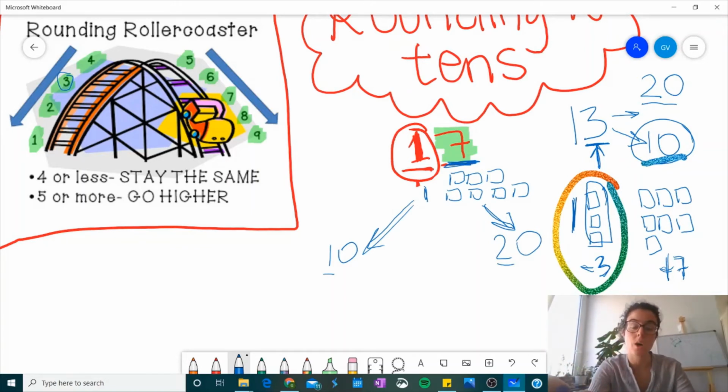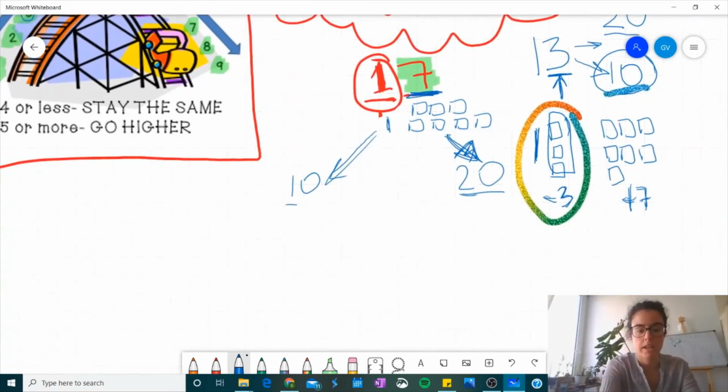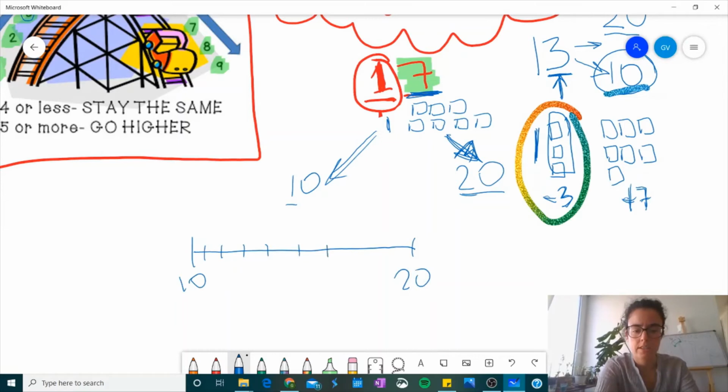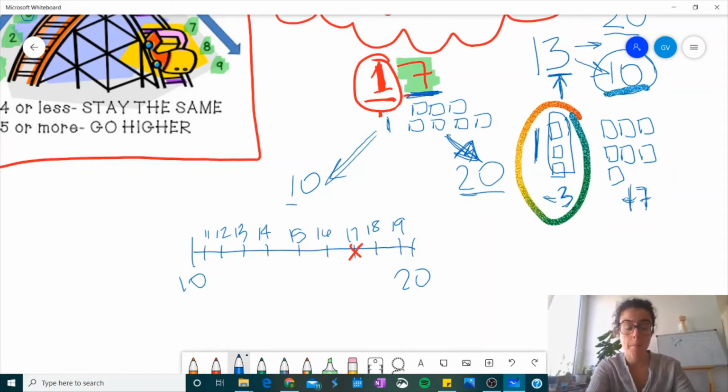It's a 7, which means that we round up. So 17 is closer to 20. We can look at this on a number line, right guys? If I make a number line, and I have 10, and I have 20, 1, 2, 3, 4, 5, 6, 7, 8, 9. So here's 11, 12, 13, 14, 15, 16, 17, 18, 19, and 20. And here is our number 17. Just by looking at this number line, is 17 closer to 20 or is it closer to 10?